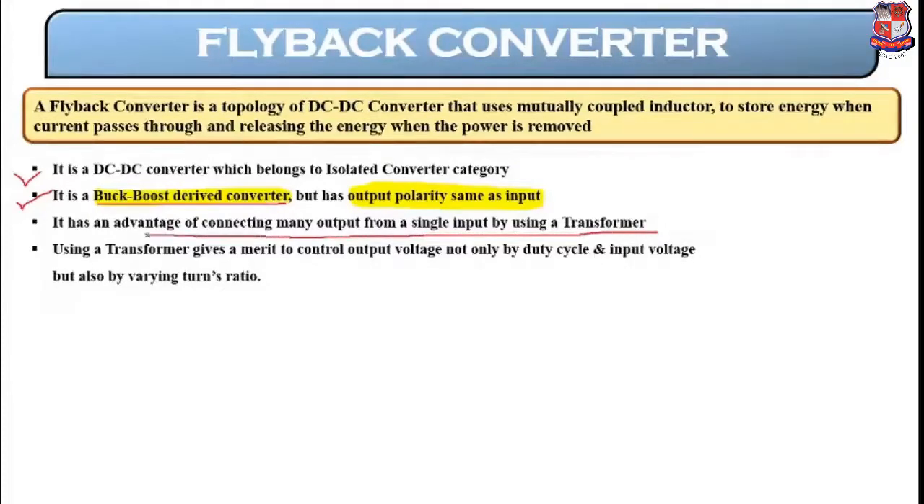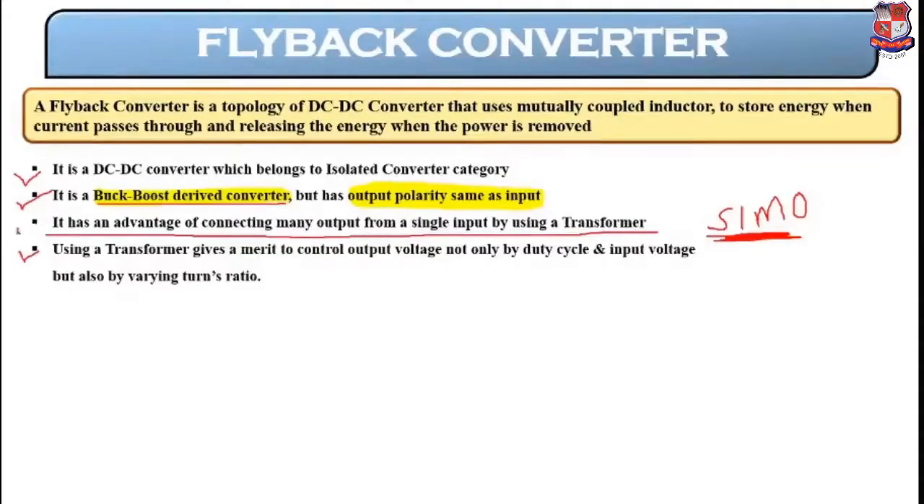As the flyback configuration has a transformer included between primary and secondary, on the secondary side, if there is a transformer, then you can connect as many outputs as you want. So you can say that it is a single input and multiple outputs, so you can conclude that it is nothing but a converter with single input and multiple output configuration, using a transformer.